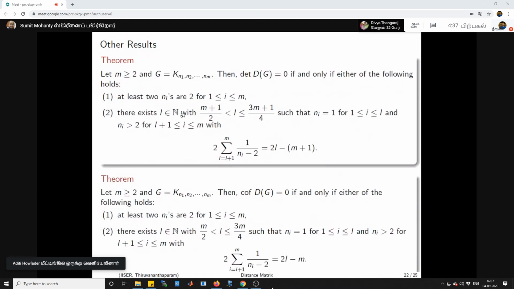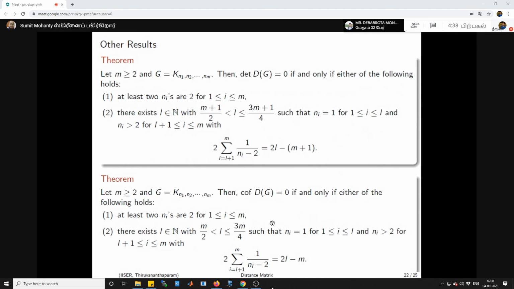So how many partitions of size 1 are needed to make the determinant 0? We are able to say that the number of n_i's equal to 1 lies between half of m and three quarters of m, and the others are strictly greater than 2, and the sizes of those partitions need to satisfy this equation. Similarly, for the cofactor, we also give a characterization of when the determinant and when the cofactor are going to be 0.